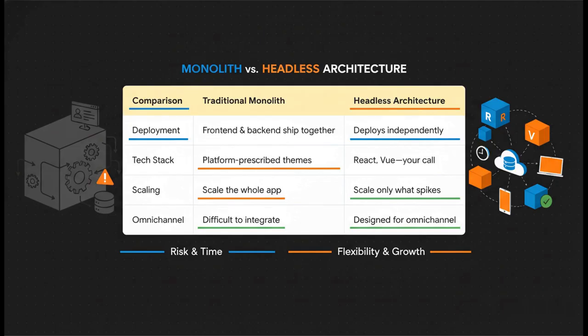Now look at tech stack choice. A monolith basically tells you what to use. Headless says, hey, it's your call. And this isn't just about freedom for developers. It's about using the absolute best tool for the job to create the best experience, and this is crucial to support a real omnichannel strategy without having to rebuild everything for every new channel.